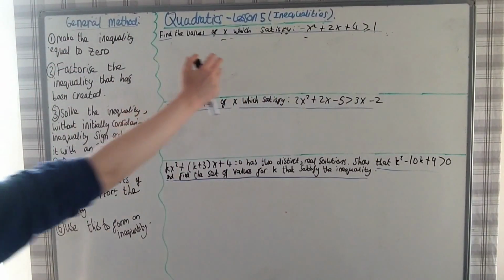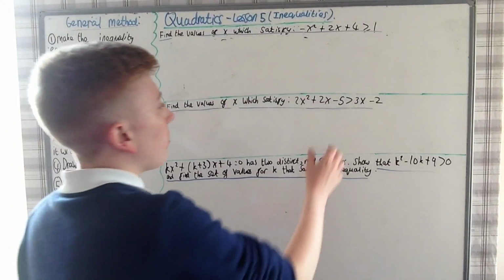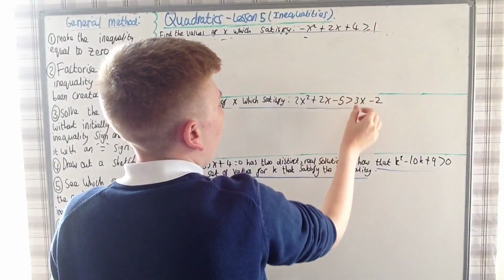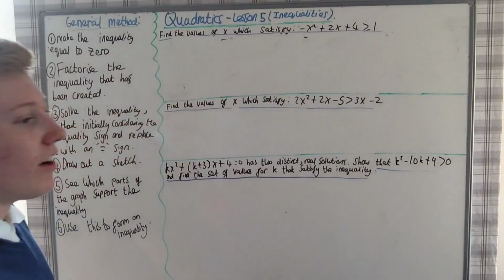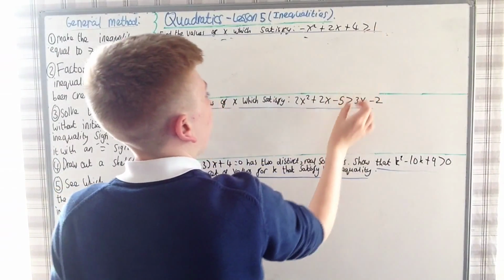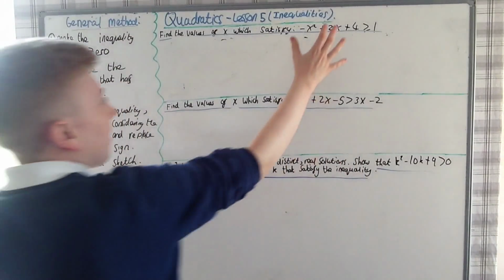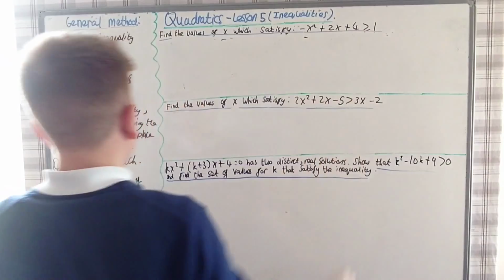Today we're looking at inequalities. An inequality is where we have an equation with a greater than sign or less than sign, and it can be greater than or equal to or less than or equal to. But we don't have an equal sign. However, we solve by factorising in the same method as we would if we had an equal sign.